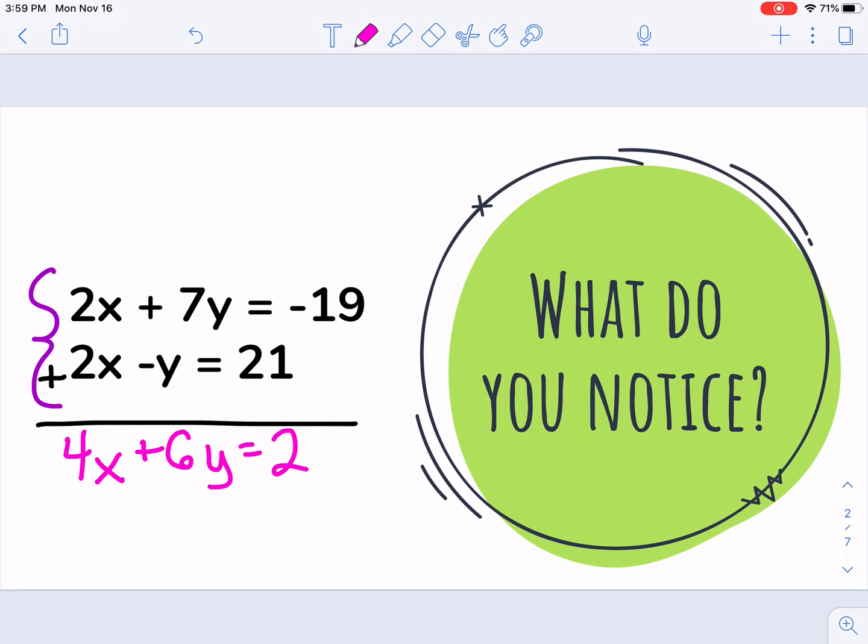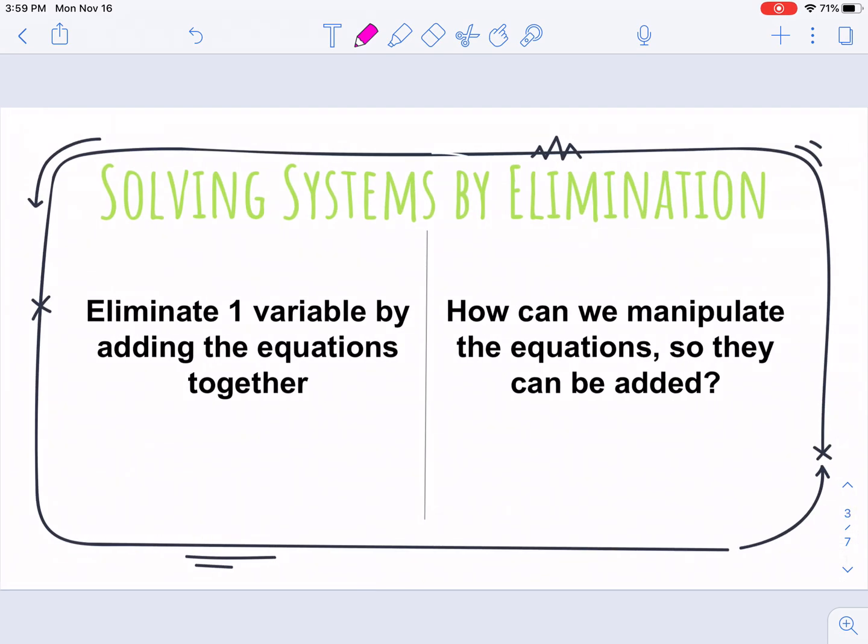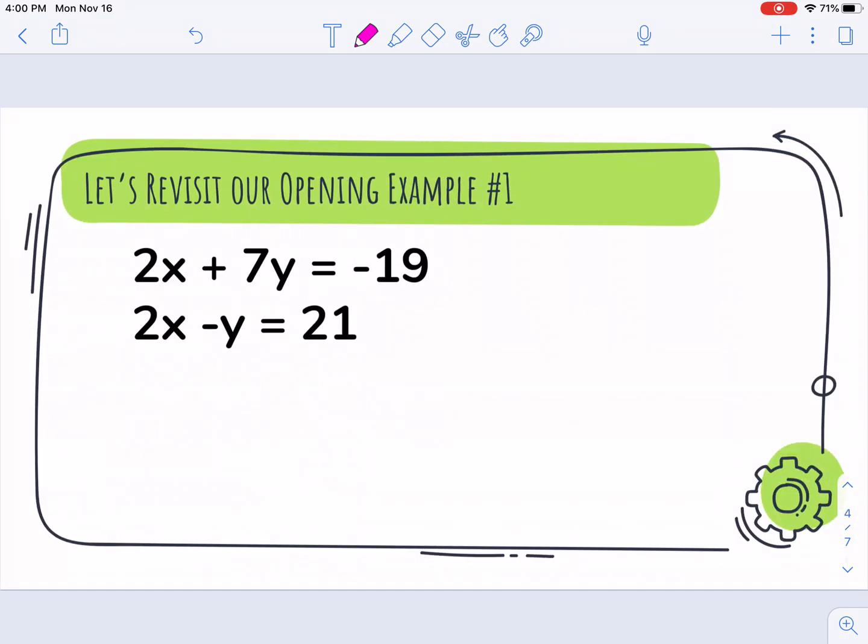The point of elimination is to eliminate a variable so you can only solve for one variable at a time, but this didn't help us. So we need to eliminate one variable by adding the equations together. Today we're going to look at how we can manipulate the equations so they can be added. Let's revisit the opening example. We're looking for a positive 2x and a negative 2x, or a positive 7y and a negative 7y.